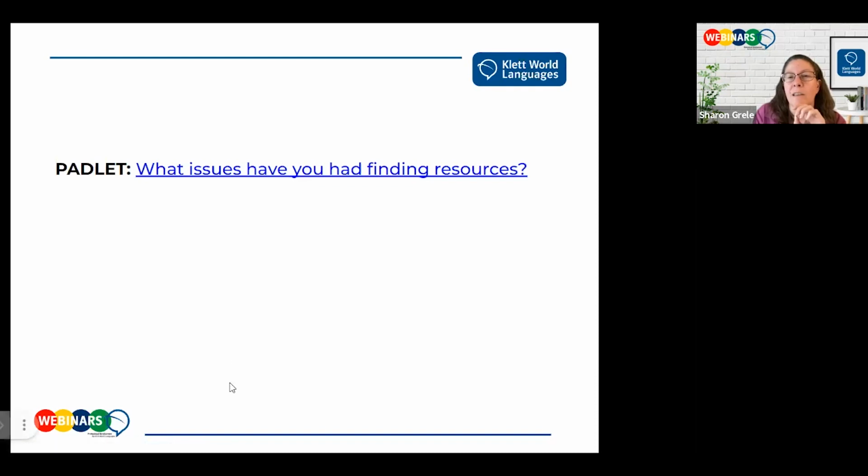They're going to, there it is, there's the Padlet. Awesome. So if you want to go ahead and put some responses in there. Yeah, I already saw one answer in the chat, the time consuming factor.